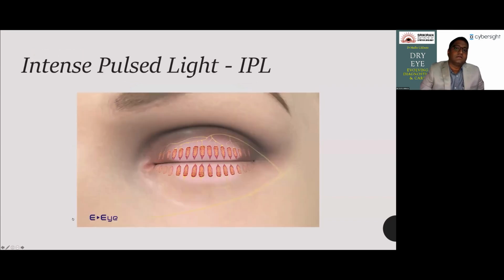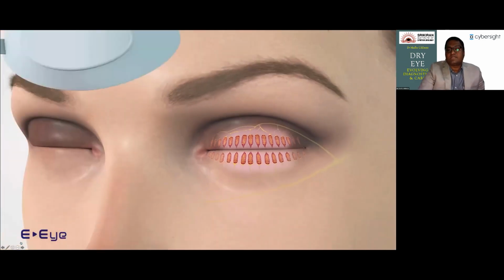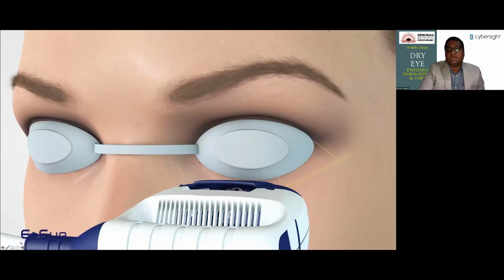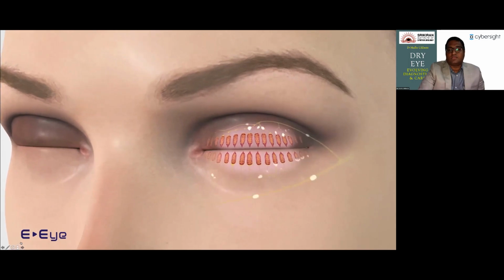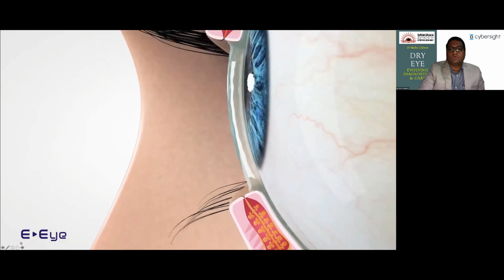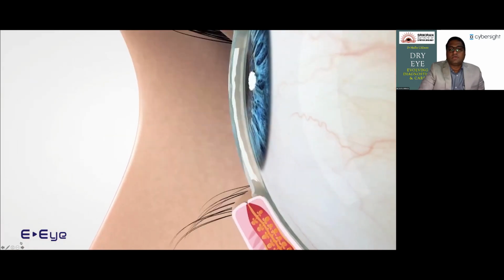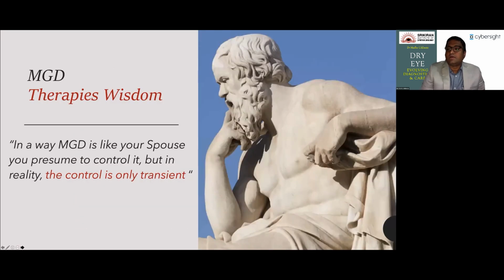And finally, we have a limited experience with intense pulsed light, in which intense regulated pulse lights are given in the lower lid and lateral canthal area, which stimulates the parasympathetic nerves leading to opening of the clogged glands. So all these things don't work in isolation. Sometimes you need to combine each of these and see which works best for the patient along with your regular medication. You have to be more aggressive if the patient is going for a refractive surgery.